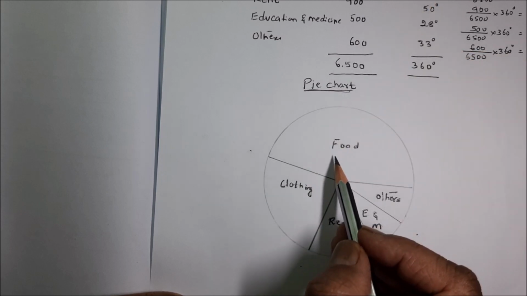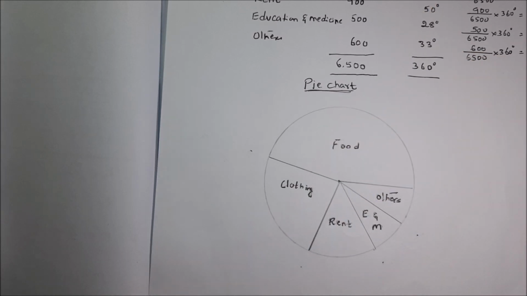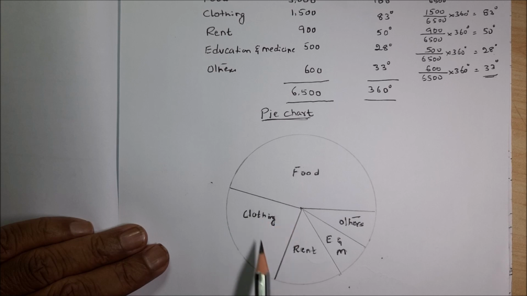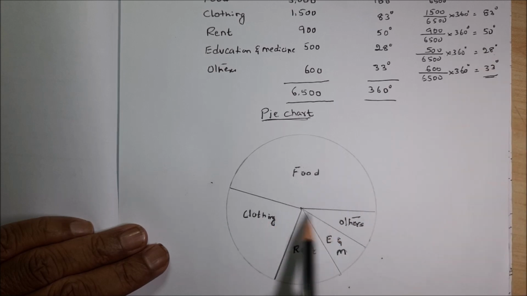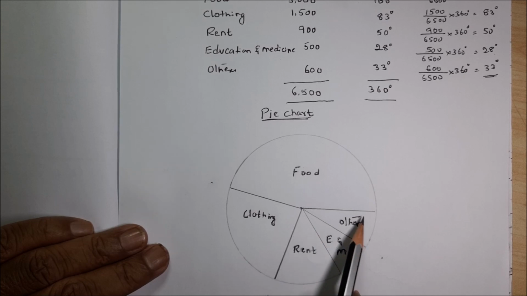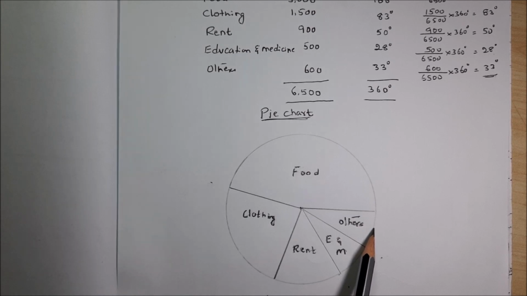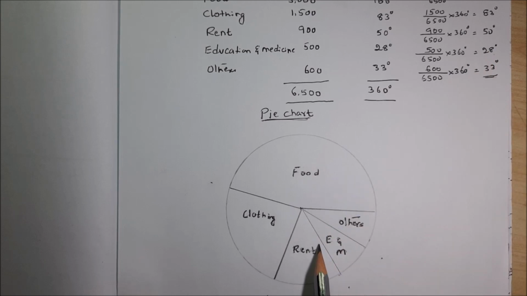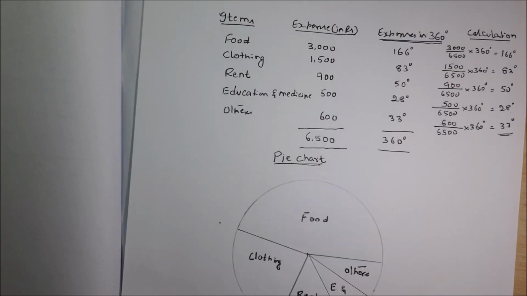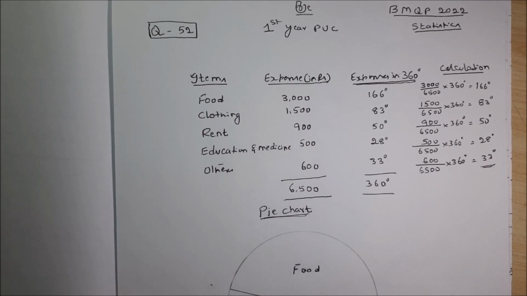First is food, 166 degrees, so mark it here. Now it is clothing, which is very simple, it is 83. Once you draw food, you put the protractor here, then you will get clothing. Then put the protractor here, you will get rent. Then put the protractor here, education and medicine. Then the remaining is others. This is what you have done in your 8th, 9th standard, the pie chart. Same pie chart, please continue. So this is how you have to do this problem, the 52nd problem.